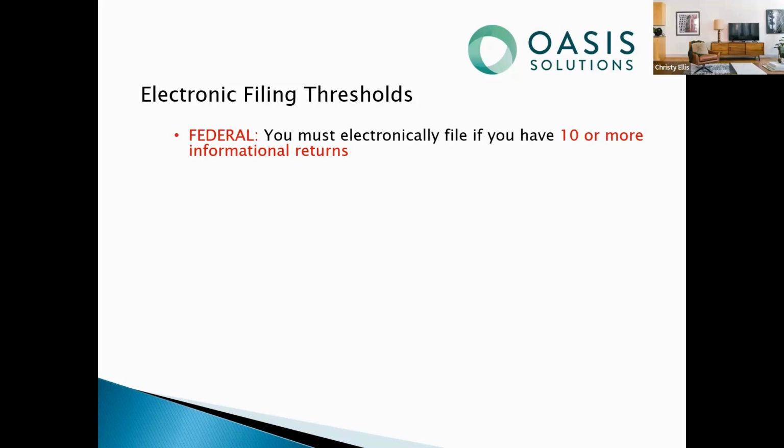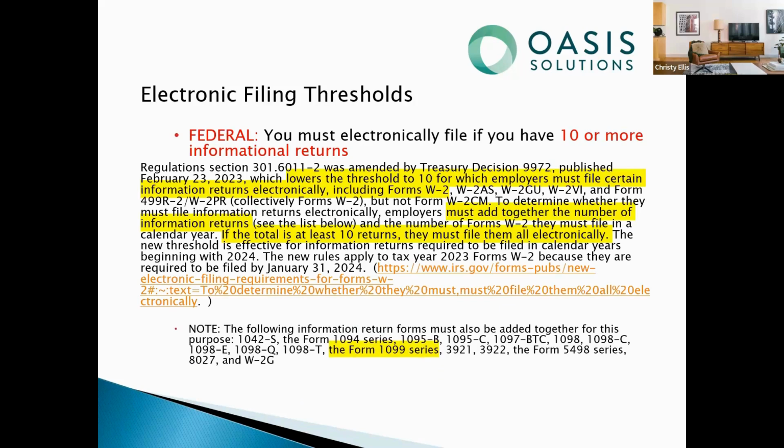If you are filing less than 10, you also have to include the count of informational returns that you file for other filings as well, including the 1099s or the 1094s and 1095s. So depending on the number that you may have in those as well, you still may be over the 10 informational return limit. I have included here on the slide what the regulations say and where to find them, but it just is 10 is your limit. So if you are going to have more than that, you do have to e-file.